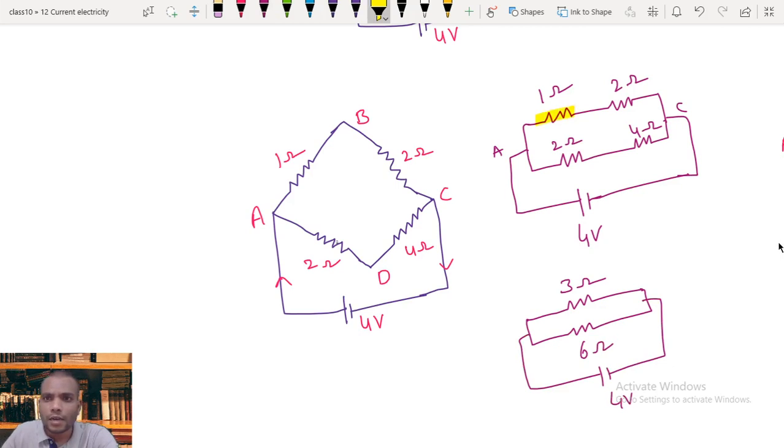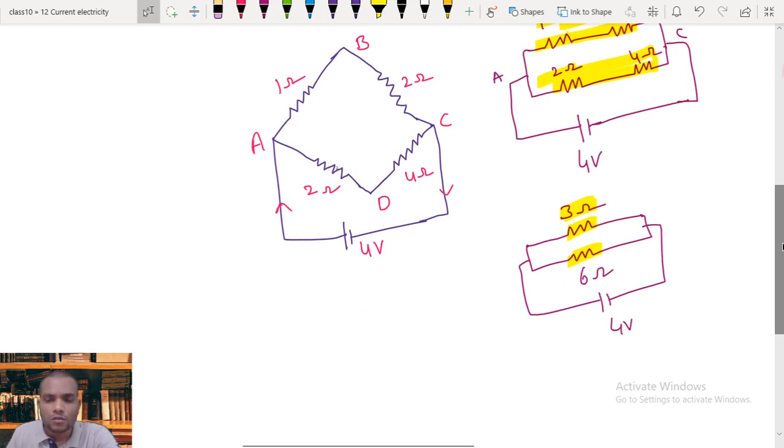So here I combined these two resistances, 1 plus 2, that gave me 3 ohm resistance, and down, 2 plus 4 gives 6 ohm resistance. So now 3 and 6 are in parallel.